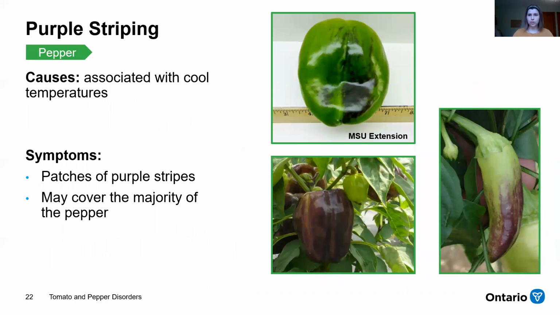Lastly, we have purple striping in peppers. This is usually associated with cool temperatures, but once again is only seen in certain varieties, which vary in their susceptibility. Indicative of the name, you'll see patches of purple stripes that in some cases can cover the entire fruit. It's important to note that this has no direct impact on the yield or taste of the peppers, but is usually avoided as distributors want consistent peppers that are uniform in color.